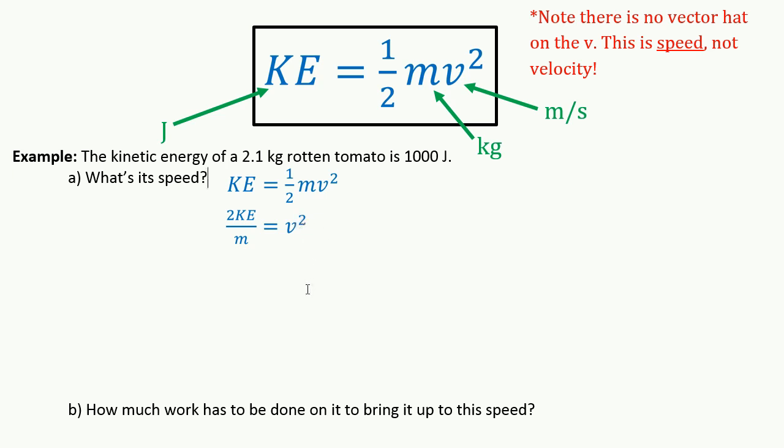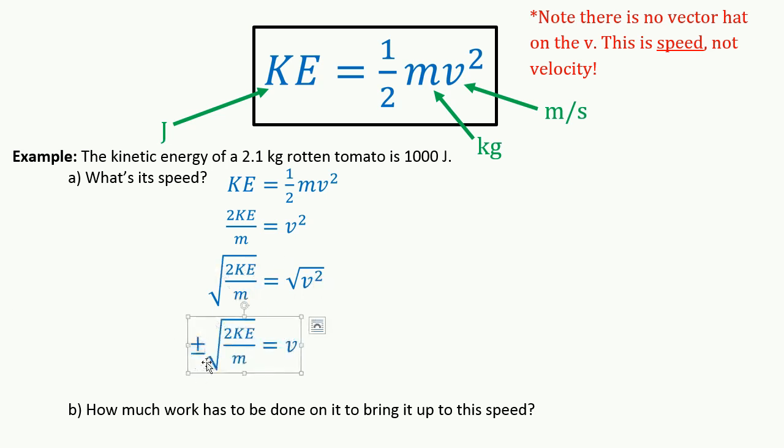Next thing I'm going to do is I'm going to say, OK, to get that v by itself, I need to get rid of that squared. How do I do that? By taking the square root of both sides. But remember, whenever we take a square root to get rid of a square, the answer can be positive or negative, plus or minus. So I've taken my square root to get rid of my square, but my answer, I have to remember, it can be plus or minus.